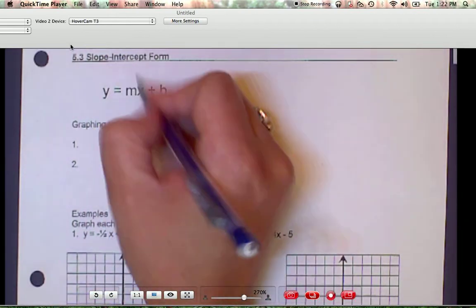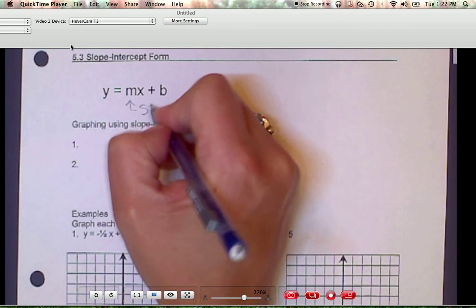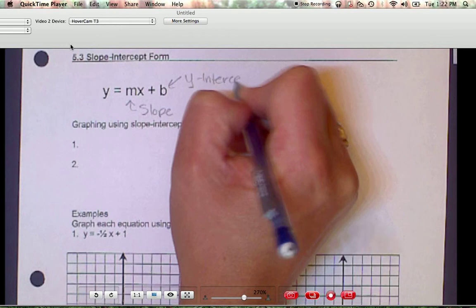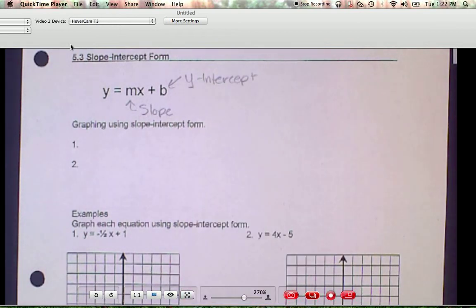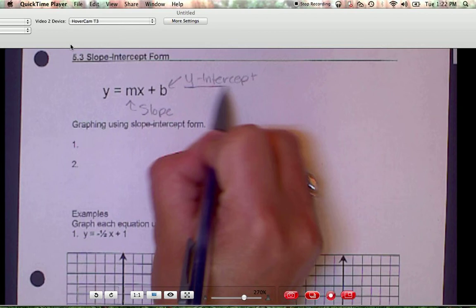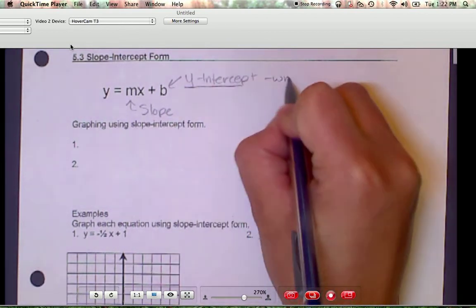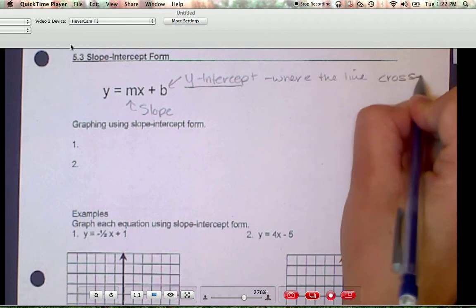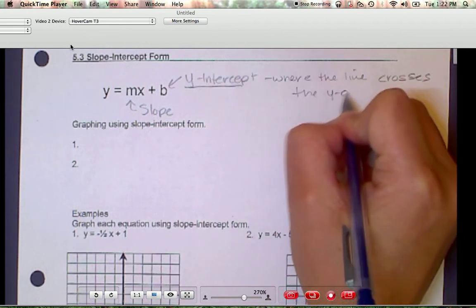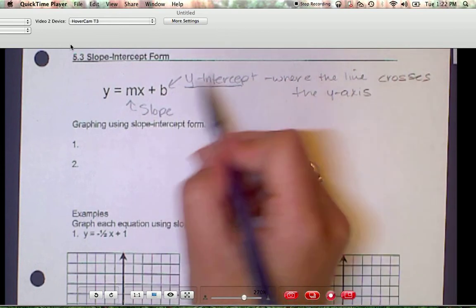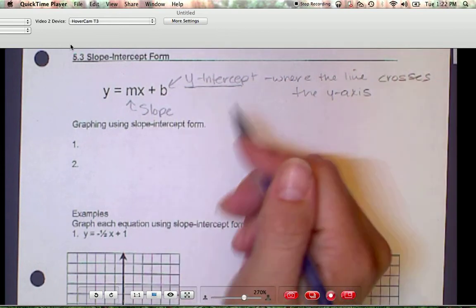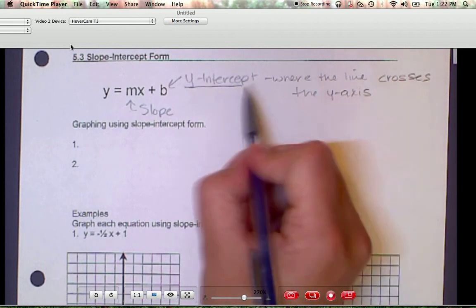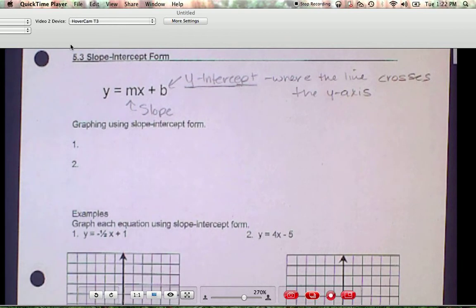Why is it called slope-intercept form? Because m is your slope and b is your y-intercept. All right, and what is the y-intercept? The y-intercept is where the line crosses the y-axis. Okay, y-intercept, and we've talked about the x-intercept and the y-intercept and graphing with the intercepts, so this should be a familiar term here.